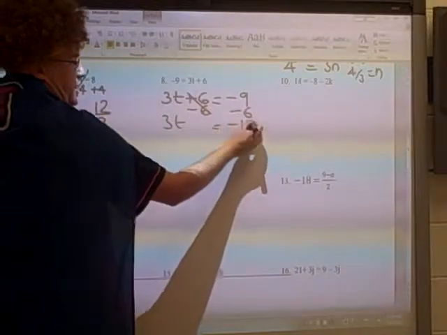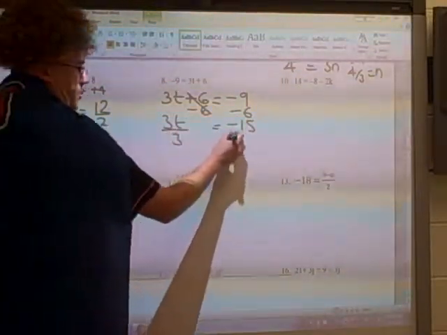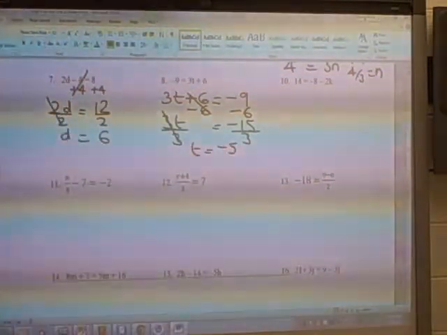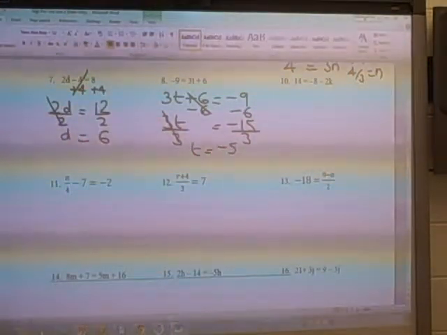Negative 9 take away 6 is negative 15. And then divide both sides by 3. 3's cancel, and t equals negative 5. I'm going to do the same thing with number 10 as well.